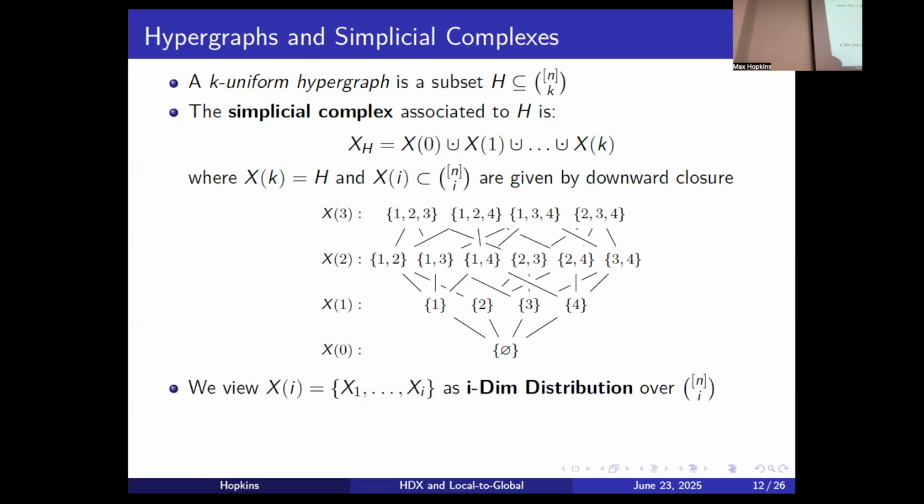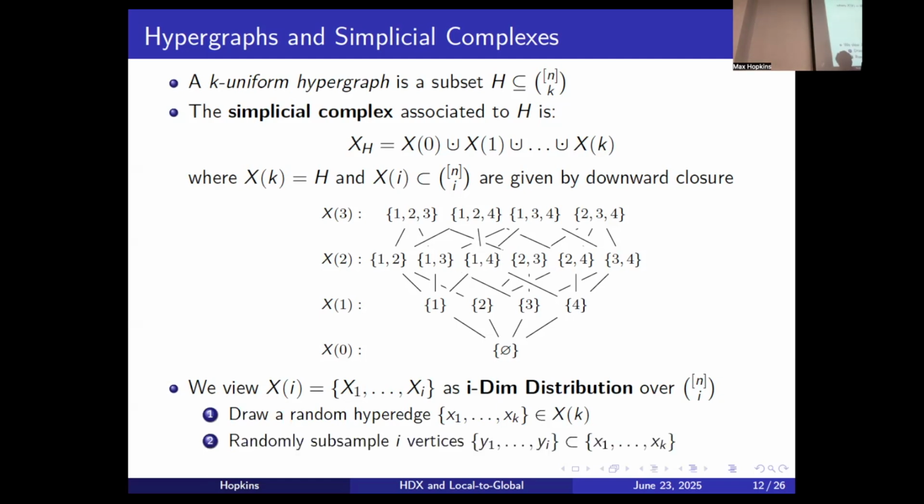I also want to talk about the distributional view. Just like we thought about edges in graphs as a 2-dimensional distribution, we can naturally think of each of these levels Xi as an i-dimensional distribution, as an i-dimensional variable x1 through xi, supported over n choose i. How is this generated? Just like before, I'll draw a random hyperedge. And now there are more levels, so to generate Xi, I'll randomly subsample i of the vertices. This gives me a distribution over all the different levels of the complex. The top one is uniform over hyperedges. Usually it is, although I think Jonathan will talk about some cases where it's not uniform. And then we downward close by this basic subsampling procedure.